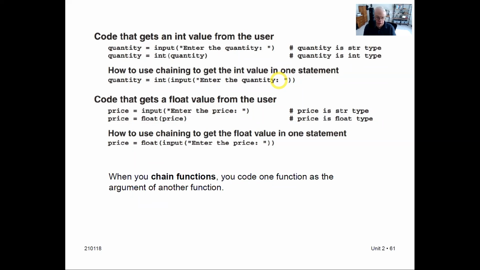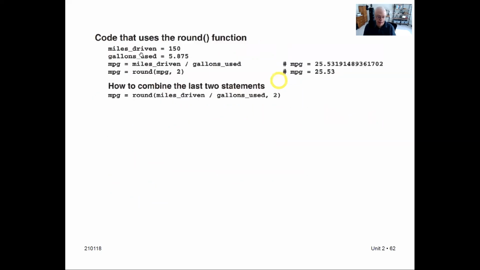I think the interpreter is going to be smart enough to throw an error at that point. Chaining functions is a good idea. Okay, so this is real common. This happens all the time. And this is where we will use the round function.